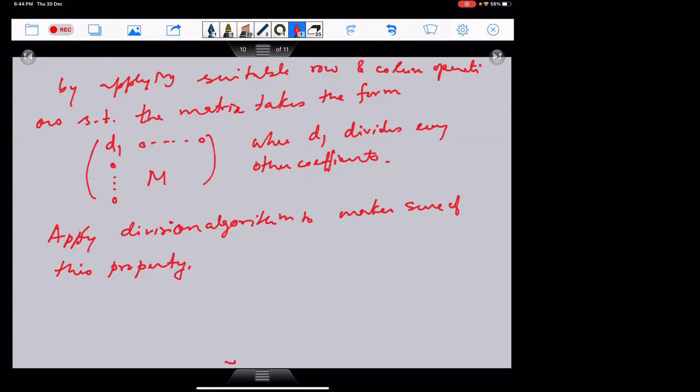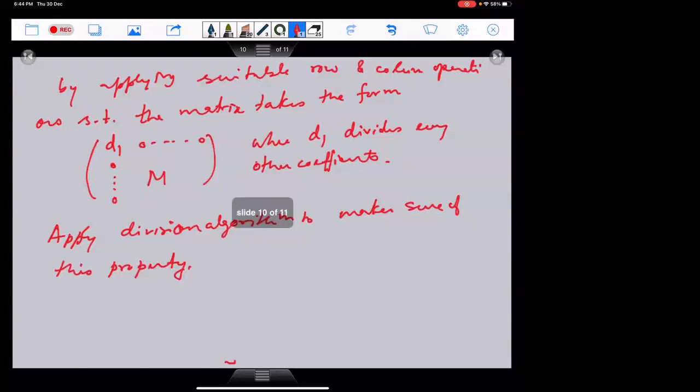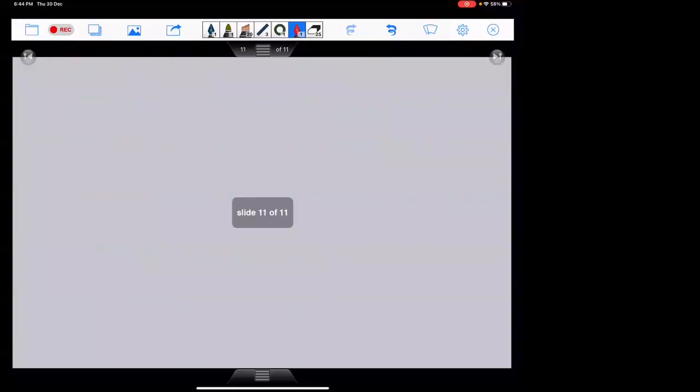Okay, so this theorem, I am not doing all the steps and explaining the proof, but practically we should know that this is possible and how to do this. Okay, so we should do more examples to practice how to apply row operations, column operations, which are allowed, which are invertible, and then get this matrix in the form which is diagonal, such that the first one divides the second one. Each one divides the next one.